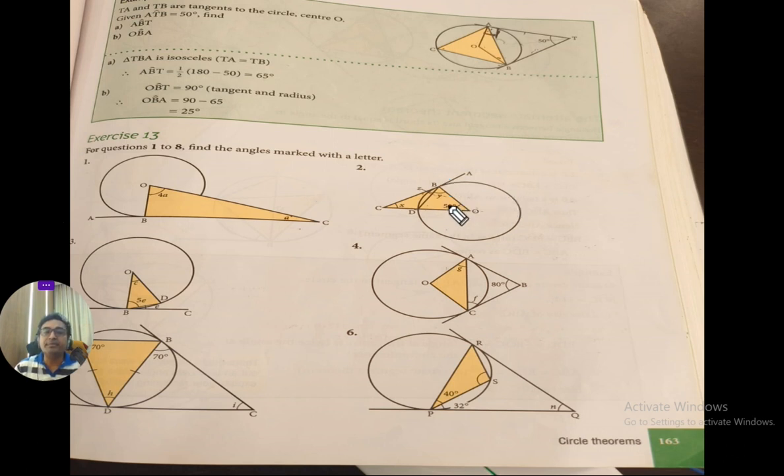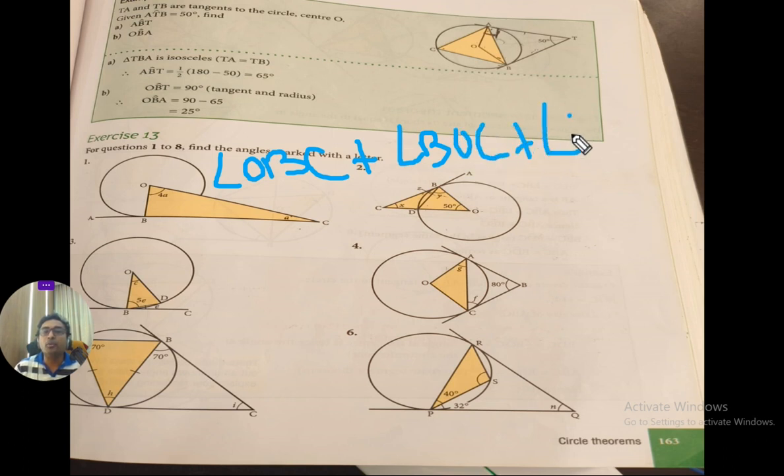If so, this is 50 degree, this is 50, and angle OBC plus angle BOC plus angle OCB. We are talking about this triangle.